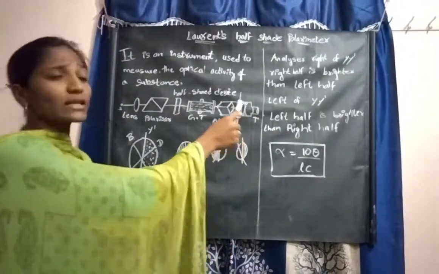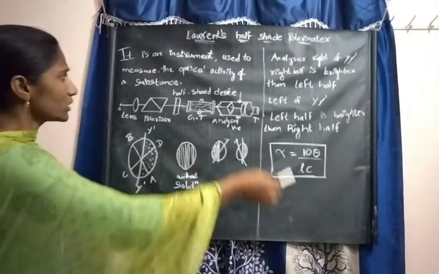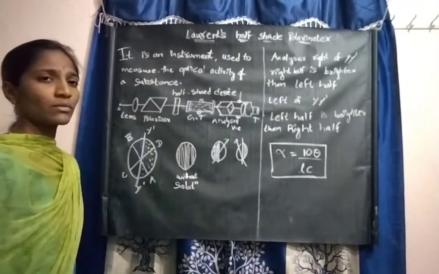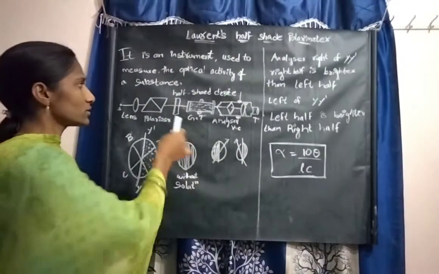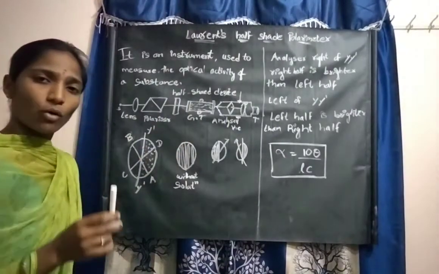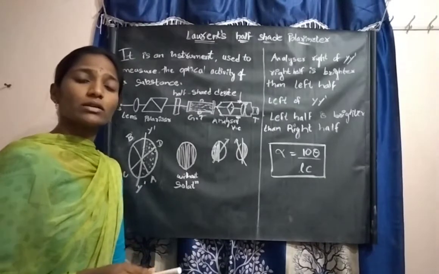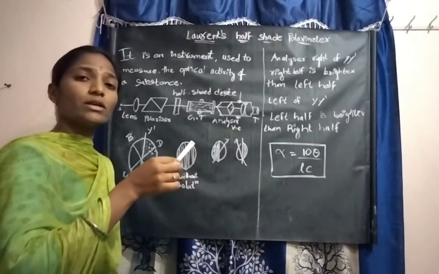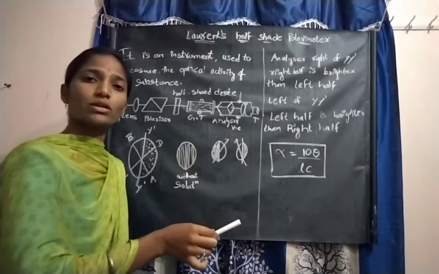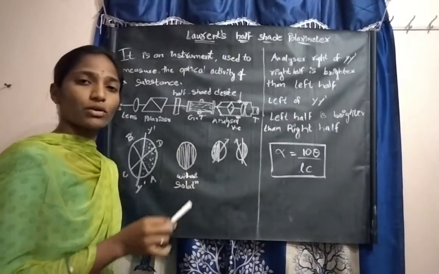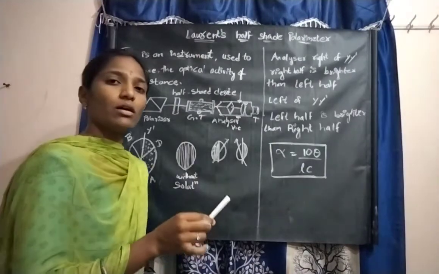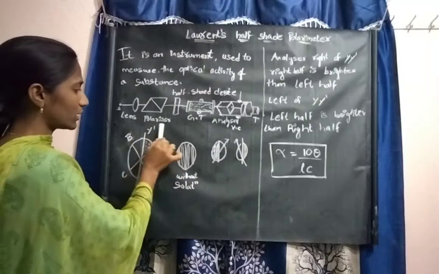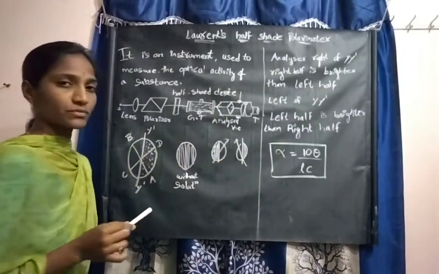So a polarimeter is a device, an instrument used to measure the specific rotation or the optical activity of a substance. The optical activity phenomenon is measured with the help of specific rotation. A polarimeter is used to measure the optical rotation of a substance. So this is the diagram of the polarimeter.